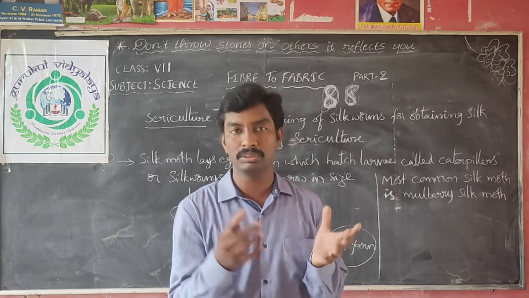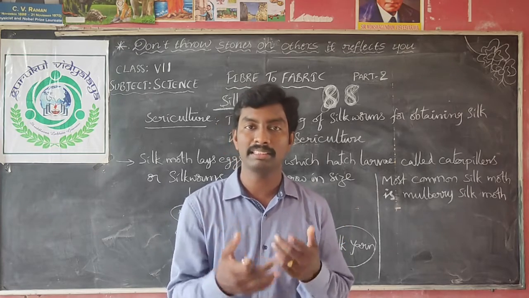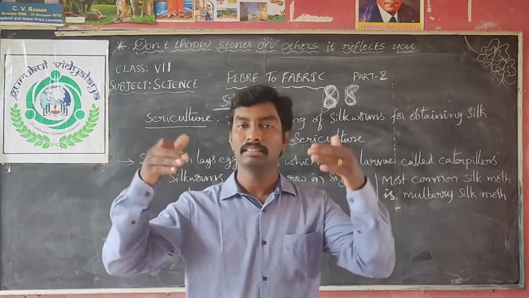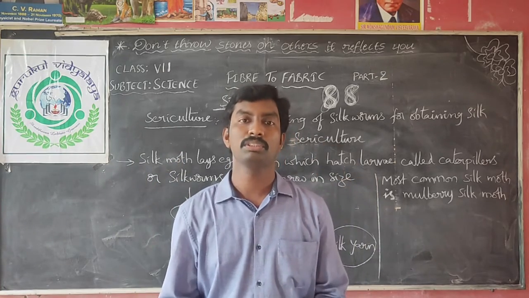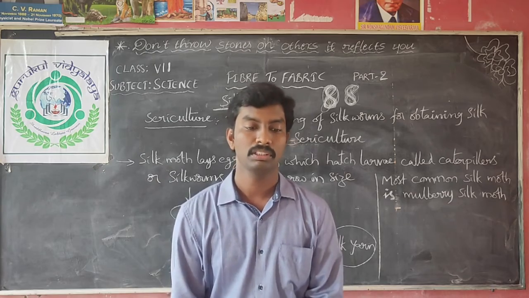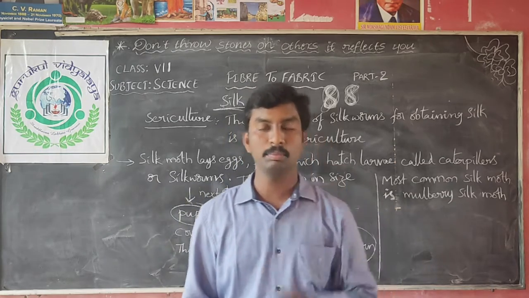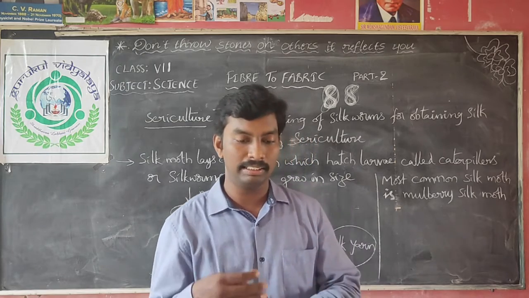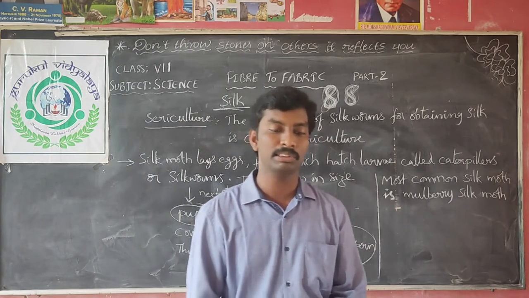Those silk yarns are woven as a fabric, and that fabric is used to prepare ready-made clothes. They will stitch them as clothes. So in your textbook, in this chapter, there is also one story. Let us discuss that story.